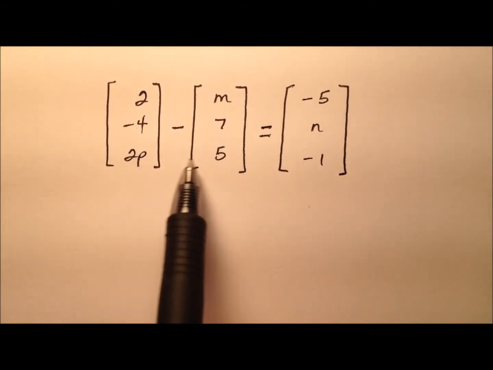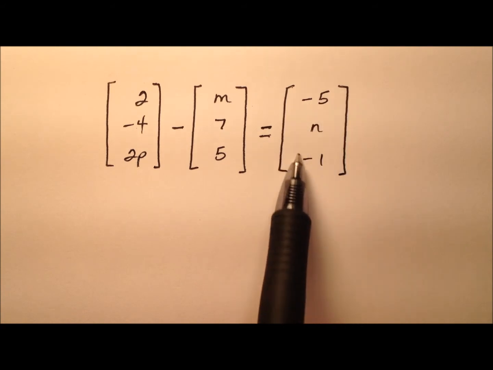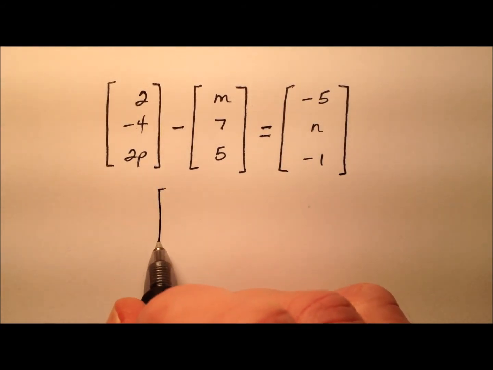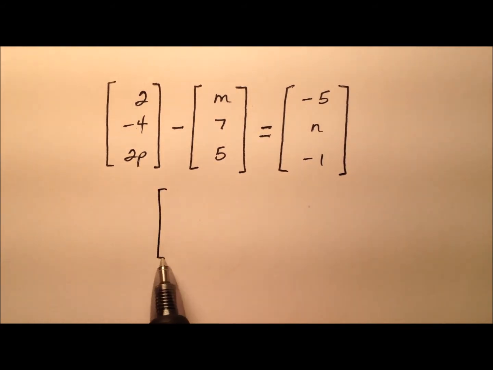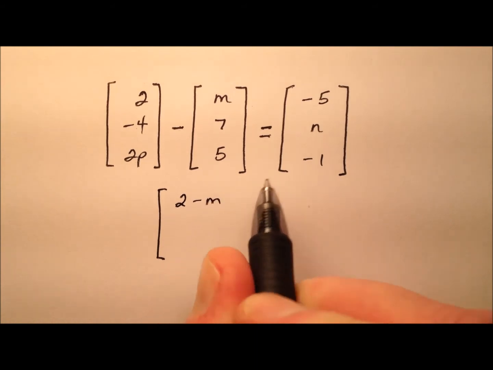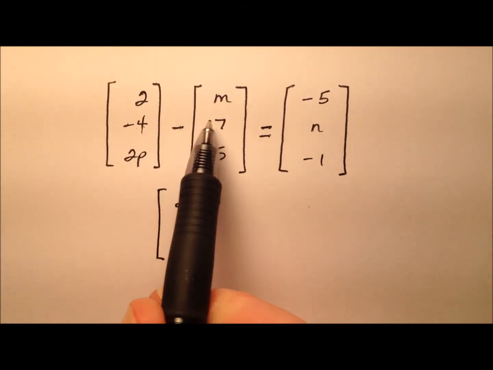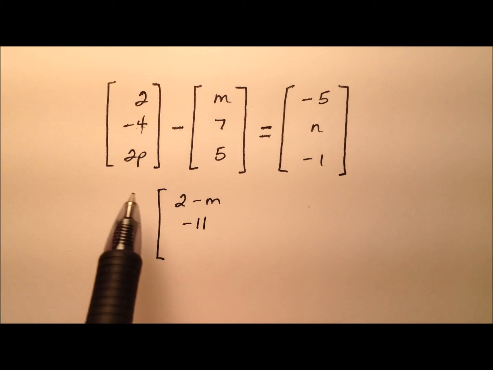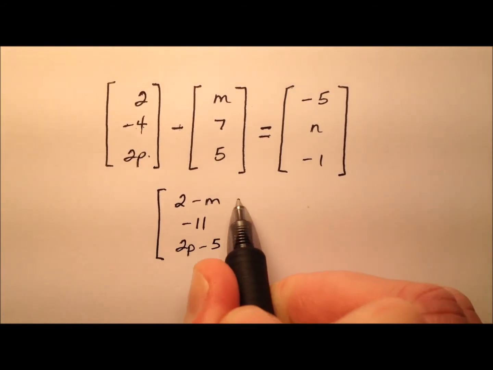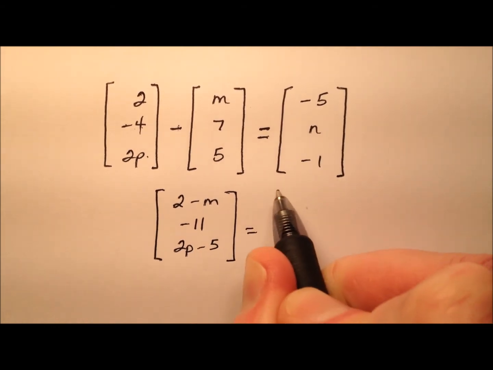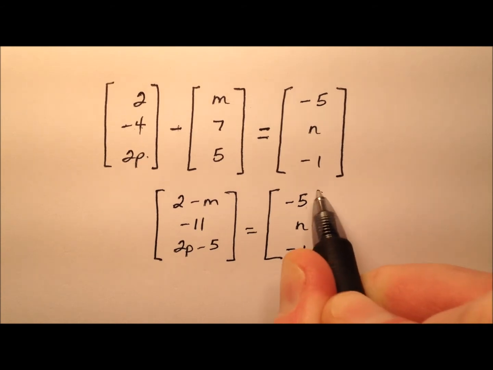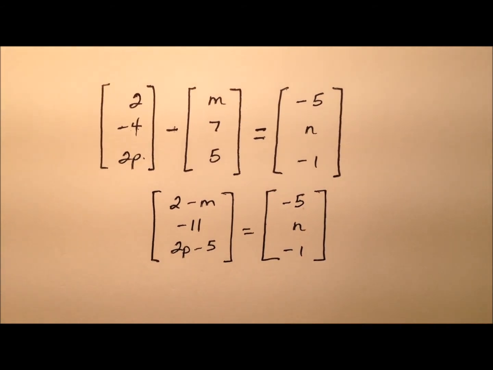And we're going to say, after we subtract this, that that's going to be equivalent to this matrix on the right side. So let's go ahead and do that. So we'll have ourselves a 3 by 1 here. So 2 minus m will be the difference here. And then negative 4 minus 7, that'll be a negative 11. And then 2p minus 5, we can put right there, 2p minus 5. And we're saying that that's equal to negative 5, n, and negative 1 in that column matrix.